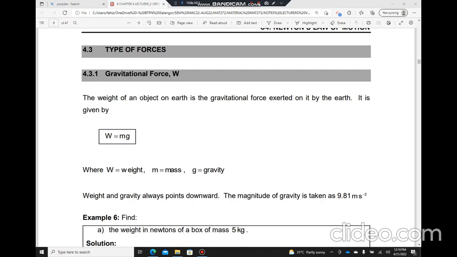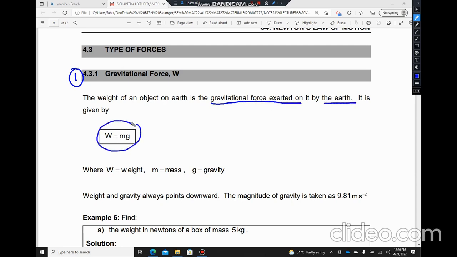Okay, so next we continue with types of forces. Okay, so maksudnya jenis-jenis forces yang kita ada. Okay, so first we have a gravitational force, which is W. The weight of an object on Earth is the gravitational force exerted on it by the Earth. It is given by W equals to mg.